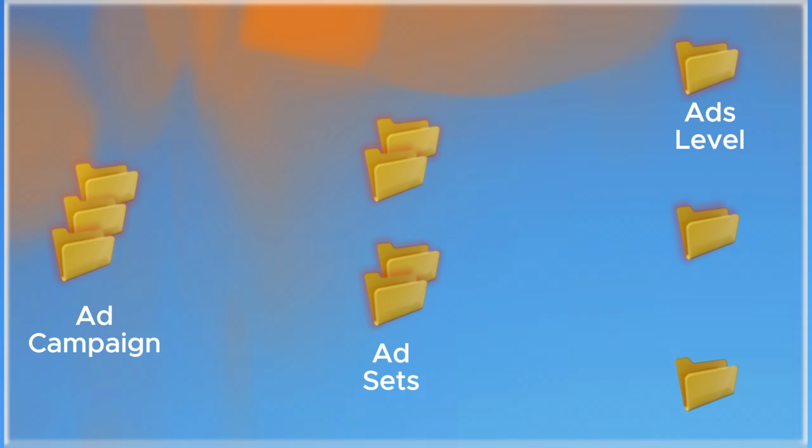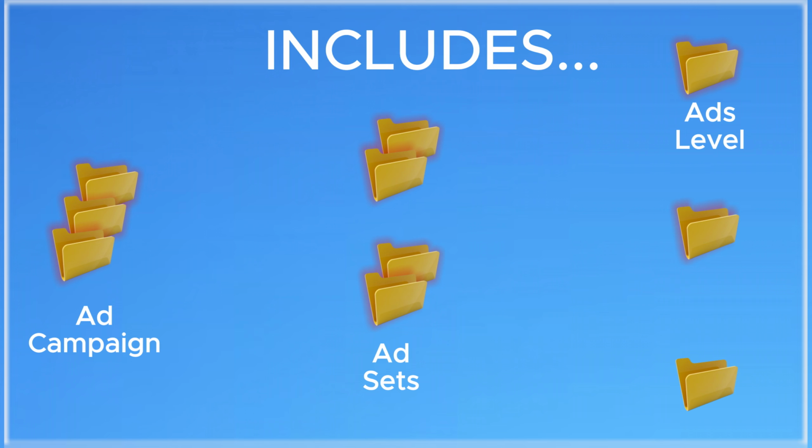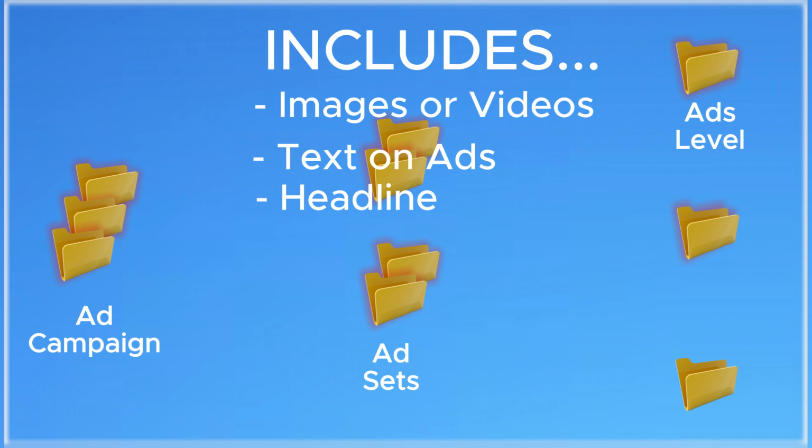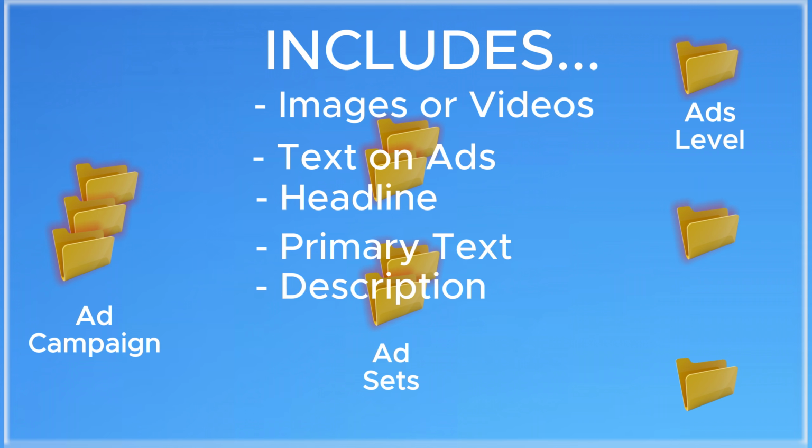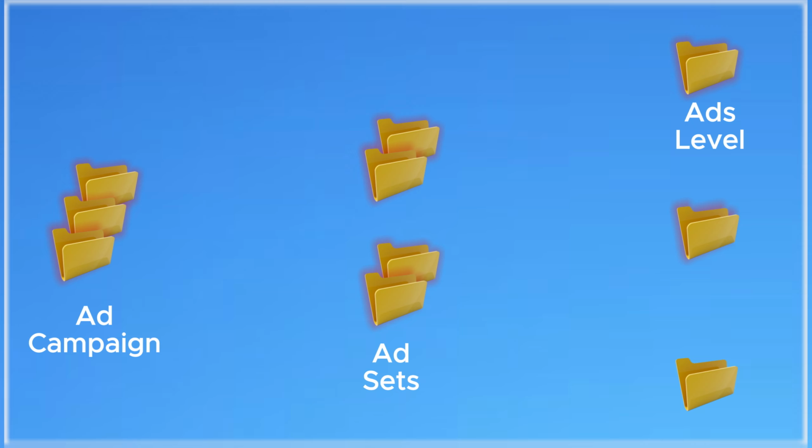Finally, there is the ad level. This is where you create the actual content that your audience will see. This includes your images or videos, the text you write, including the headline, primary text, description, and the call to action button that encourages them to take the next step. You can have multiple ads within a single ad set, allowing you to test different creatives and messaging with the same audience and budget.